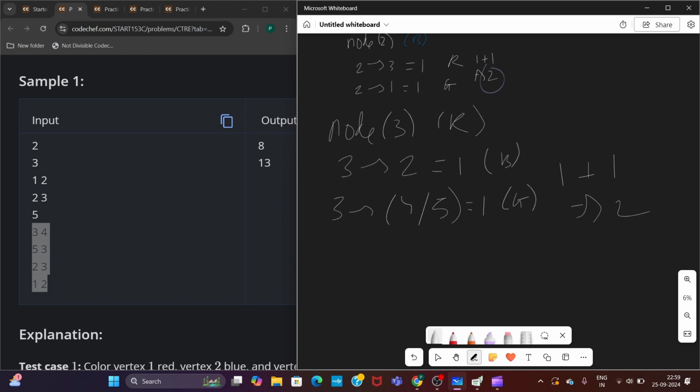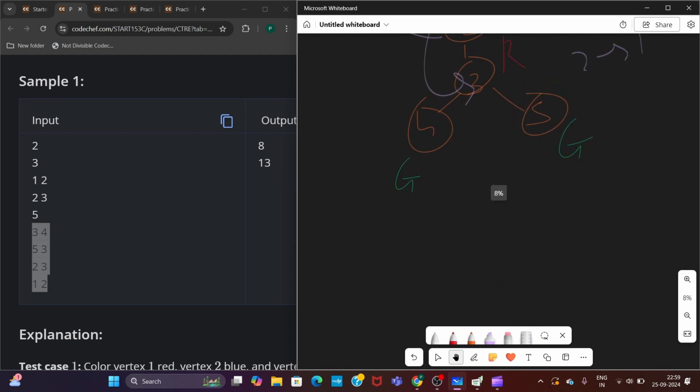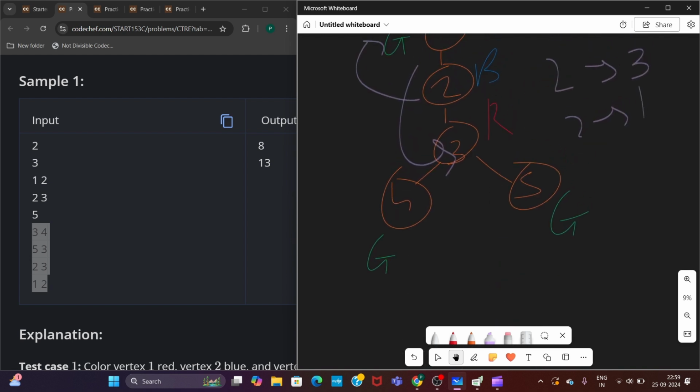Okay, let's move forward. For our node 4, our closest red over here is node 3, which is at a distance of 1. And our closest blue is 2, which is at a distance of 2 over here, means 4, 3, 2. So we have 2 blocks in this, means it is at a distance of 2.